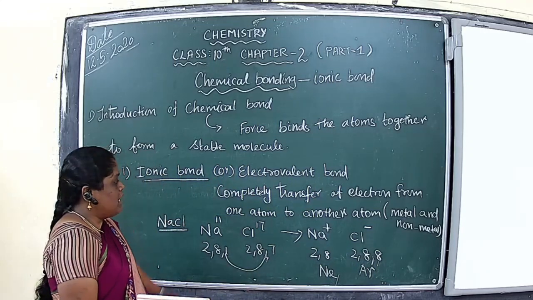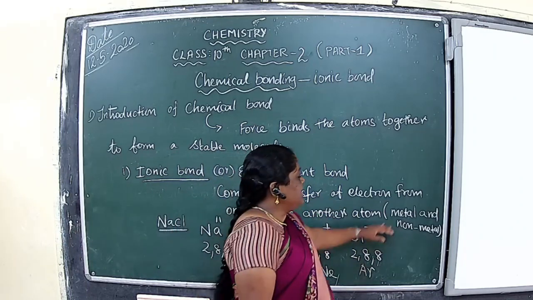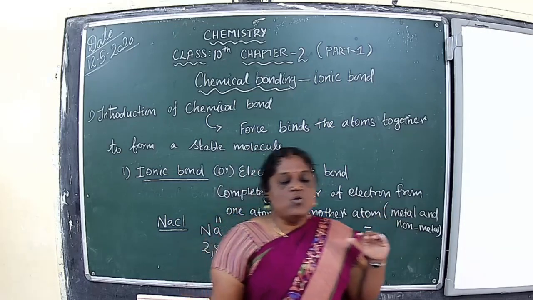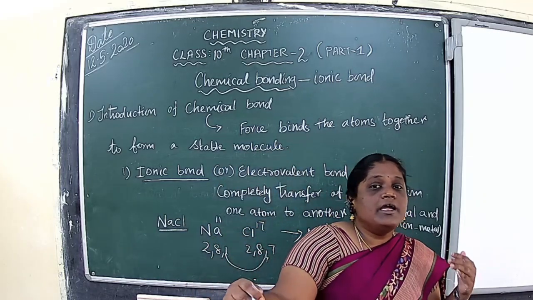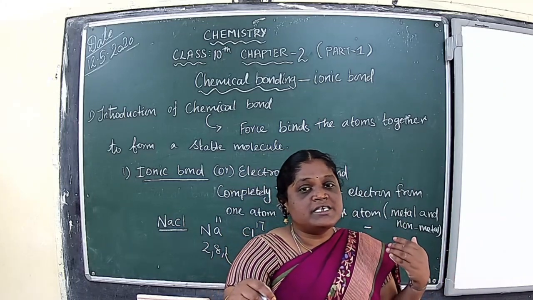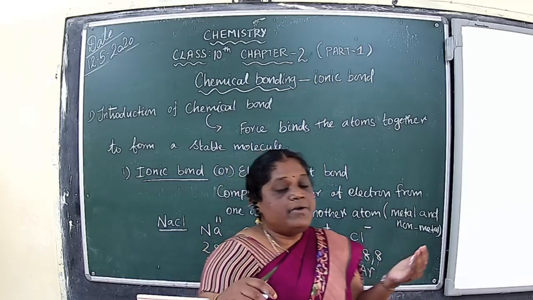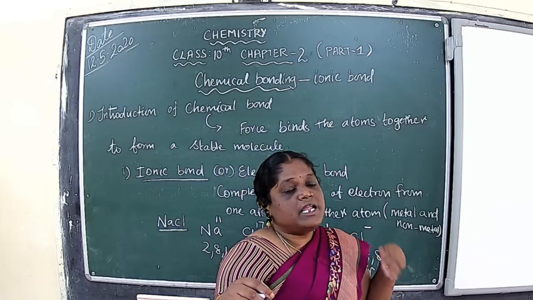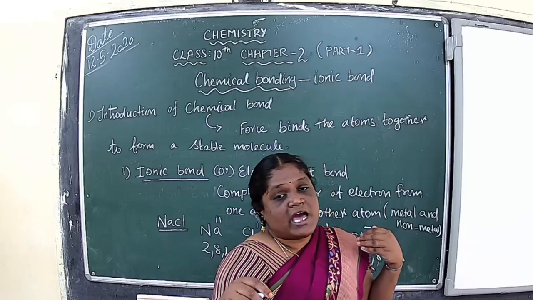This is the neon nearest noble gas configuration and this is the argon nearest noble gas configuration. Clear? Understood? So there is complete transfer of the electron from one atom to another, a metal and a non-metal. A metal has a tendency to lose the electron. If it loses, it is electropositive in nature, carrying a cation, to attain the stable electronic configuration of the nearest noble gas. And if it is a non-metal, it accepts the electrons, and then it becomes an electronegative element.